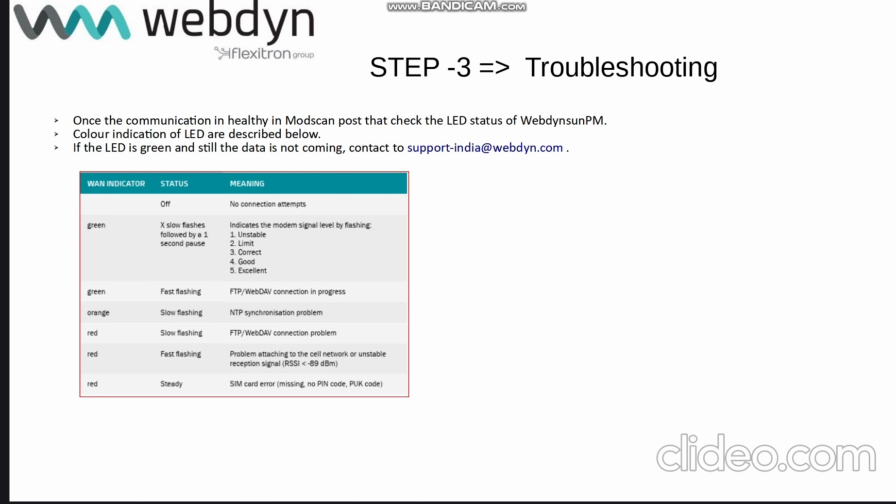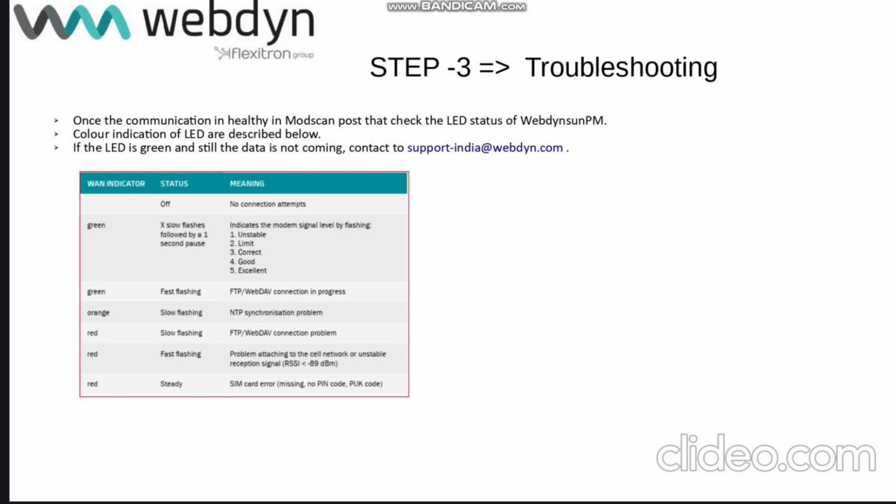And if it is red and slow flashing, this means your FTP connection is having a problem and in no way is it able to connect to the FTP server. And if it is fast flashing in red, it means a problem attaching to the cell network or unstable reception, which means again the network problem. So red is very clear that it's a network problem. You have to check your network, either try to replace your SIM card with one of another network which is workable or most likely available in that particular location or the point where this device is installed.